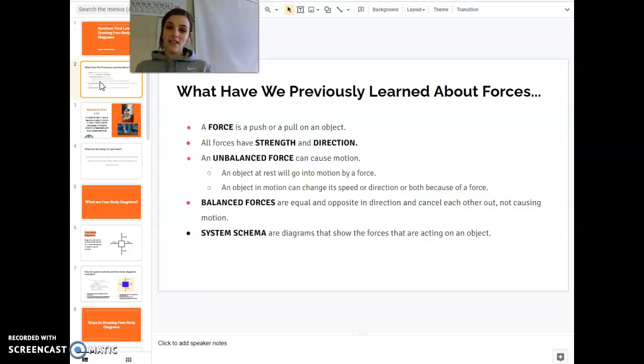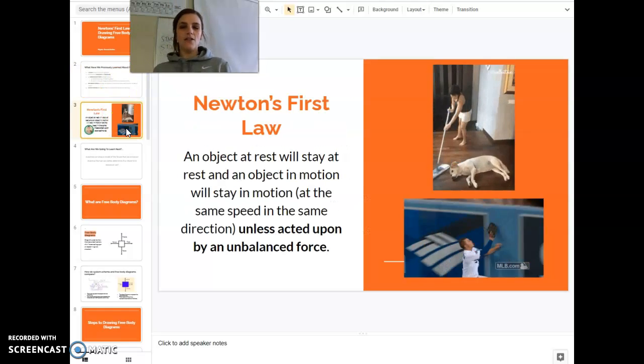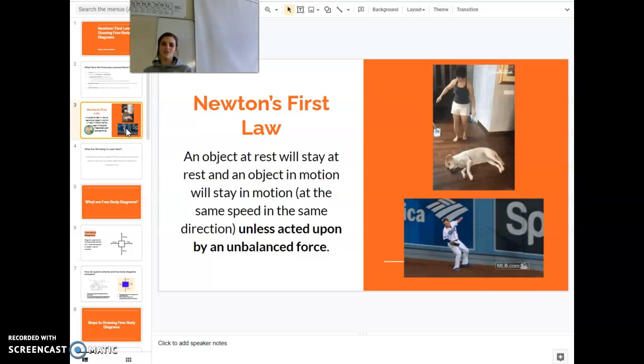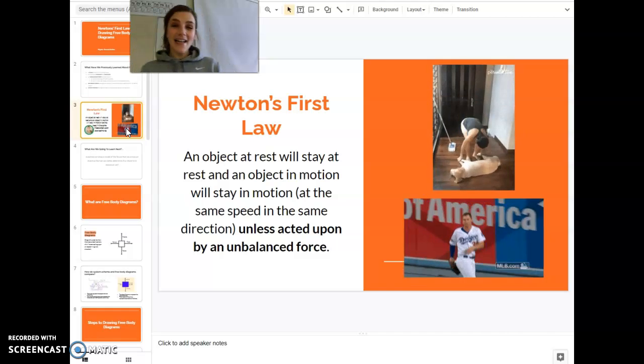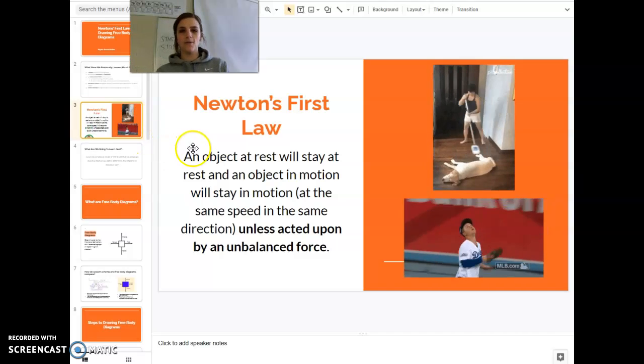And also with balanced forces, we have to remember that they are equal but opposite, right? So they cancel each other out. Ultimately, that's what's causing no motion. That is all related to this big idea that's called Newton's first law of motion, right? That an object will stay at rest or it will stay in motion if it's in motion unless it's acted upon by an unbalanced force. Okay, that's Newton's first law.